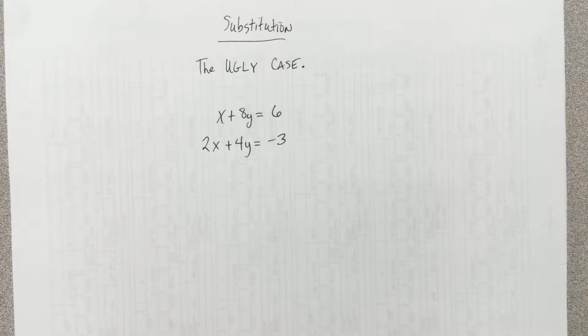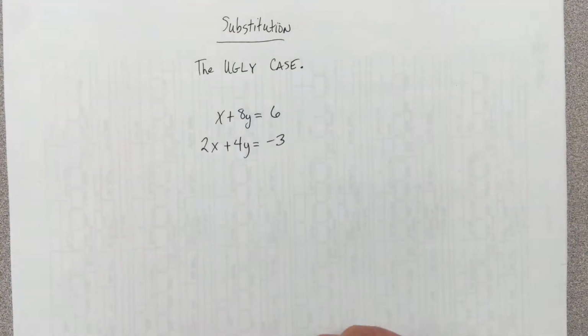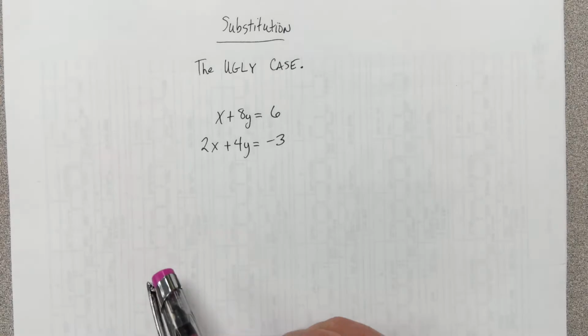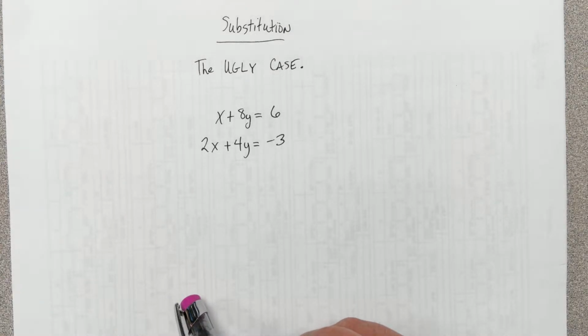And this is where people are like, well, how did you get that? That's what I was referring to. You make a choice. You pick something. You can pick either x or y. You just pick the one that you think is easiest. So you're going to solve for x or y, and you pick whichever of those is easiest.